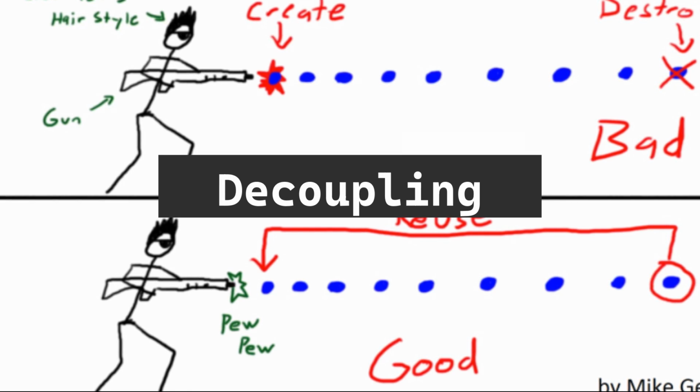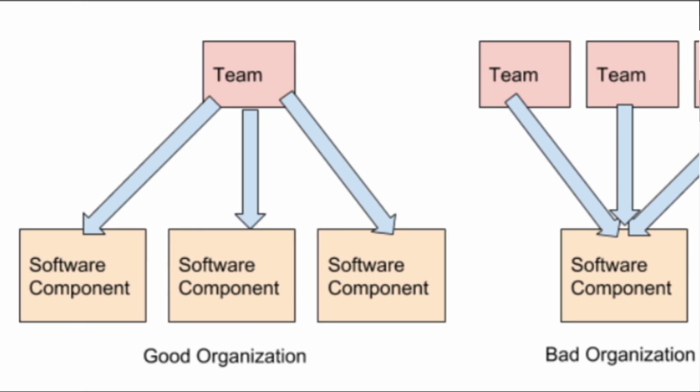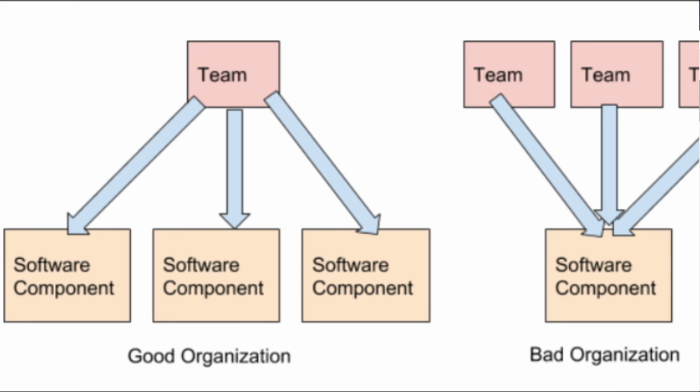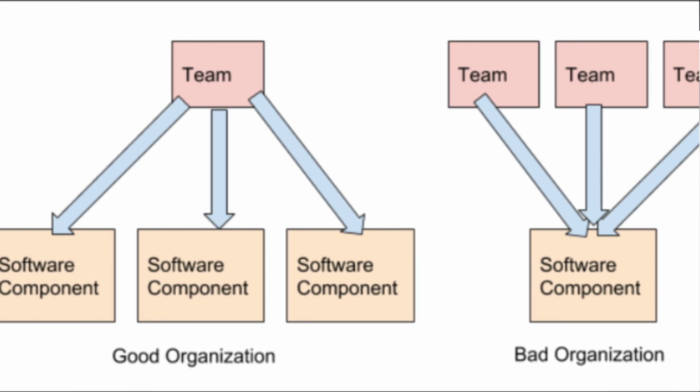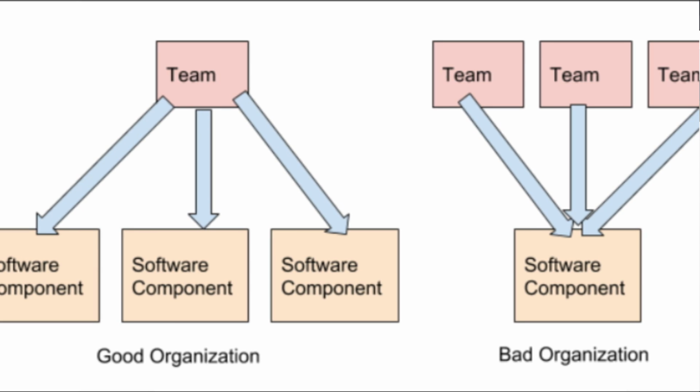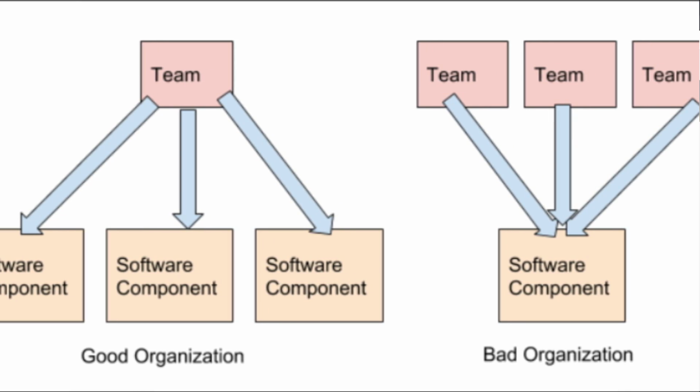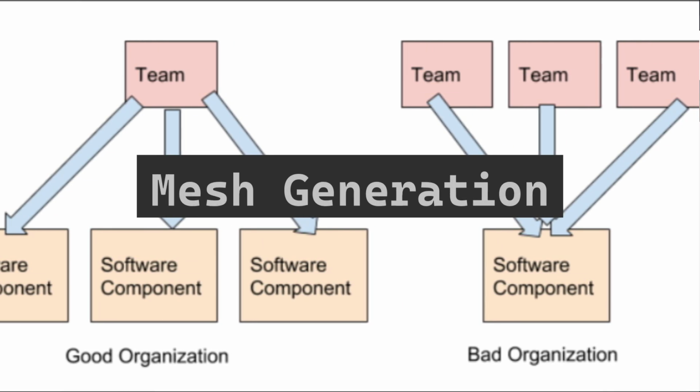Decoupling. Decoupling is a design principle aimed at reducing dependencies between different parts of the code. By minimizing interdependencies, game developers can make their systems more modular and easier to maintain and extend.